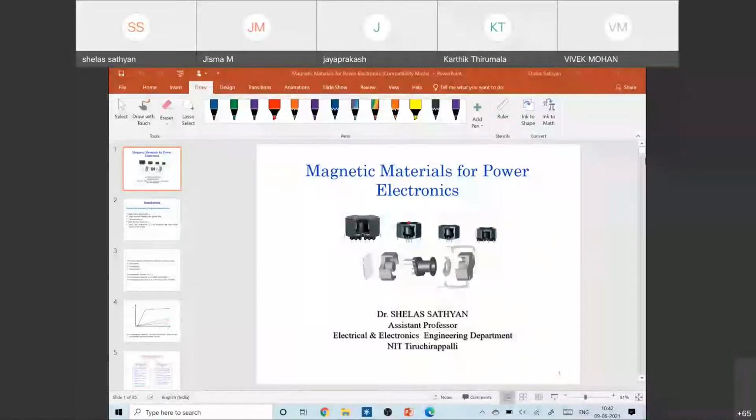Okay, so today, good morning to all. Today's session is about the magnetic materials for power electronics. And also we will see some design procedures, how to design a high frequency inductor.